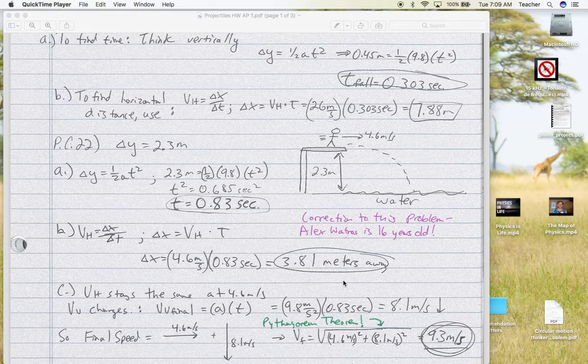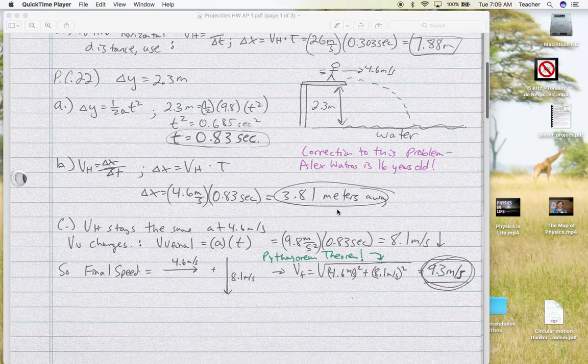Now, in this particular case for part C, this is a little different. It's asking the speed at which he hits the water. Well, his horizontal speed is always 4.6 meters per second, but his vertical speed changes. You should know that it changes at a very consistent rate of 9.8 meters per second every second. So if it takes him 0.83 seconds to hit the water, then I multiply those two together. That's another vertical formula we've got. And find out that he's moving vertically at 8.1 meters per second.